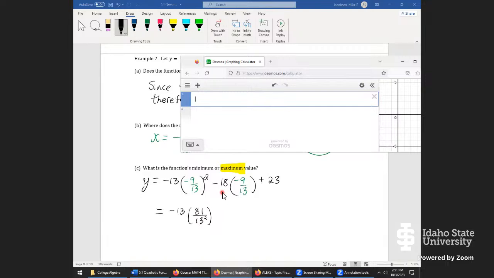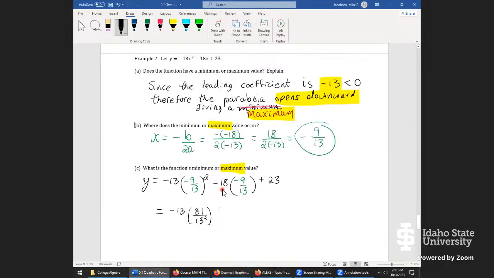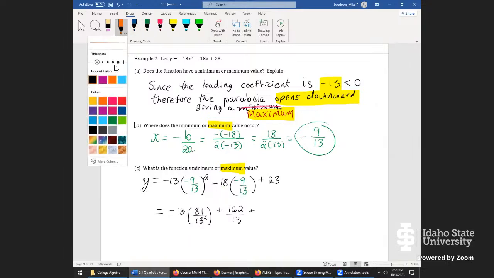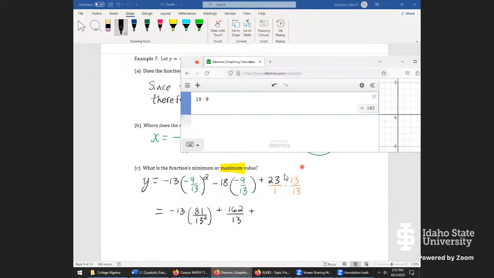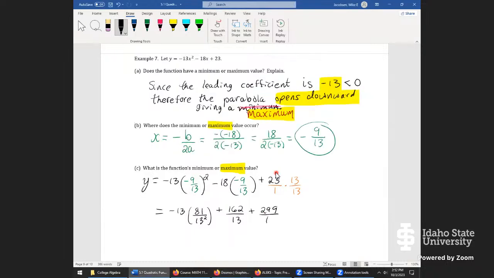We're going to take 18 by 9. So we'll get positive 162/13 plus, now in this next one, we're going for a denominator of 13. So I'm going to make this a 23/1 and multiply by 13/13 to get that least common denominator. Back to the calculator here then, across the numerator, we need 23 times 13. And we have a value of 299. So that turns into 299/13.